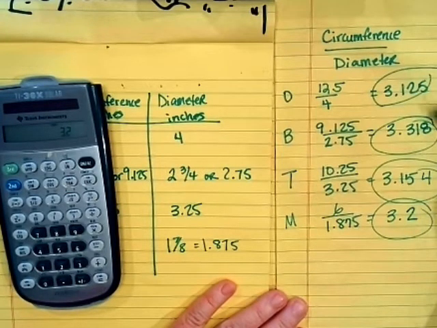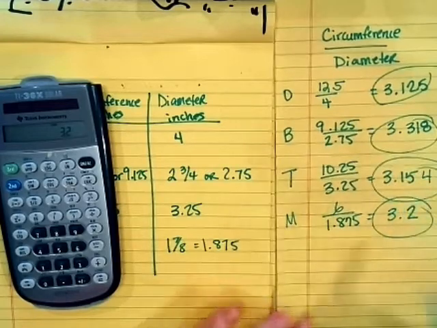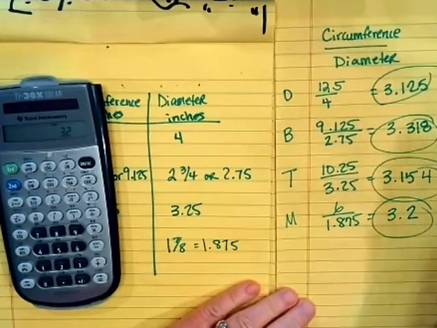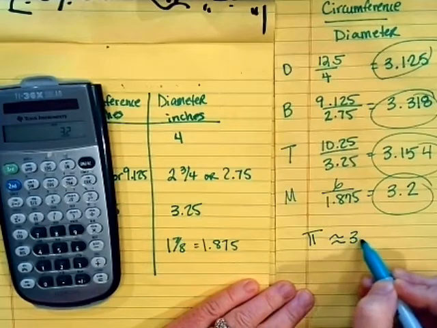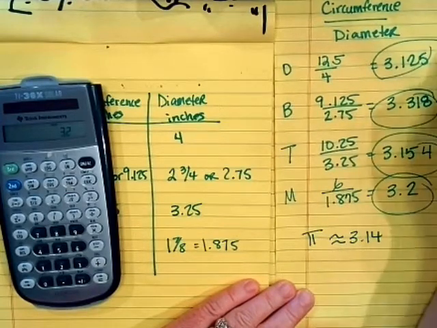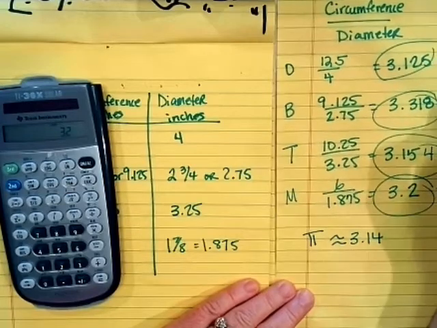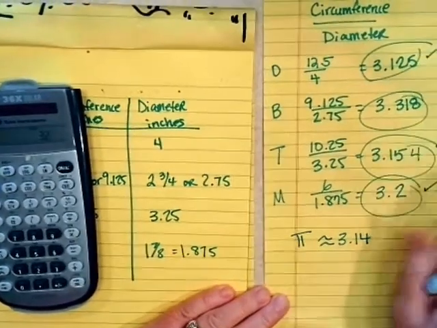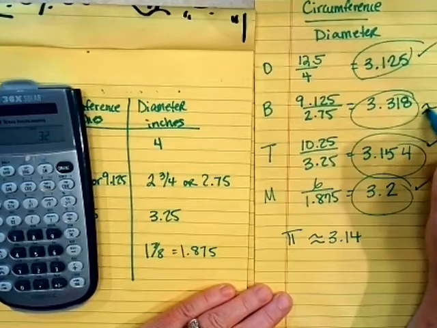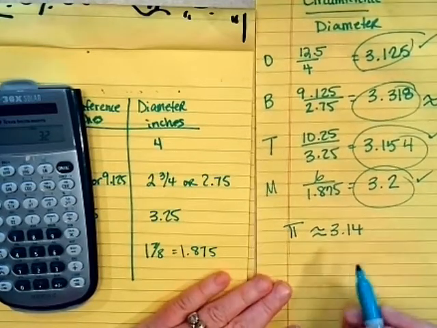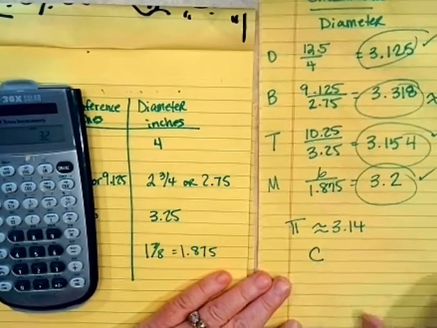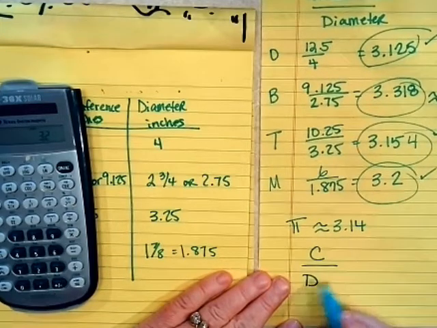What do you think this is supposed to come out to each time? What are we trying to find again? We're trying to find pi. Pi is approximately 3.14. Well, y'all, we are pretty close here. We're not too far off on the beets. We're fairly close. Now, how did we come up with that? Remember what we did. We took C and we divided it by D, and we came out with pi.